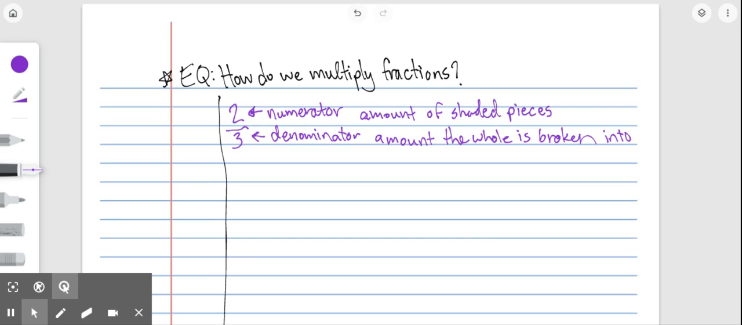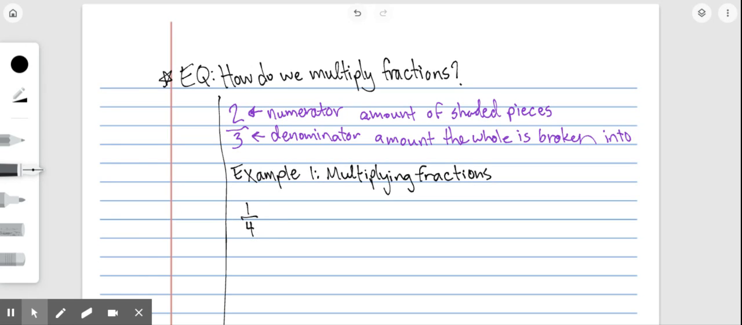So we're going to start with how do we multiply fractions? I'm going to start with an example. Example 1, multiplying fractions. Let's do 1/4 times 1/2. So this question is basically saying, if I have a quarter of something, what's a half of that? What is a half of a quarter? Or what is a quarter of a half?